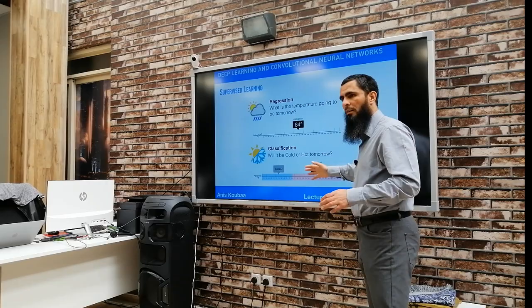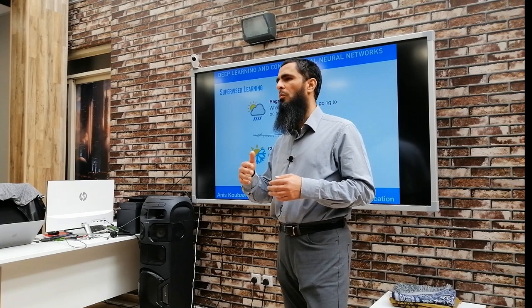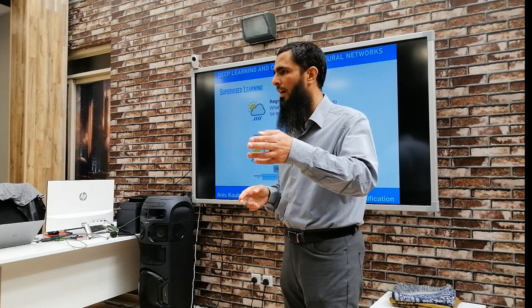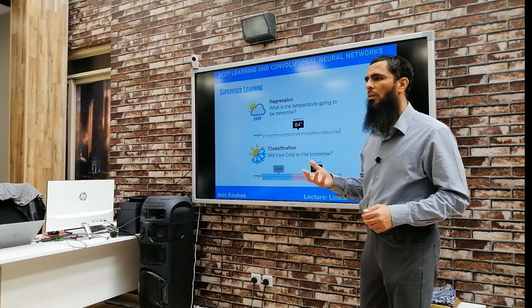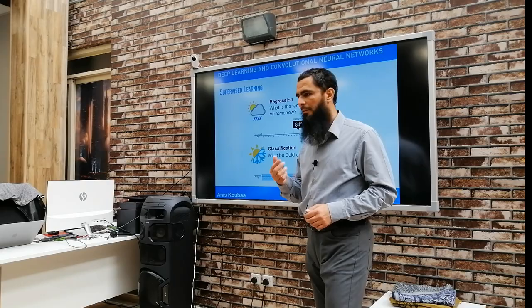But if you have images, why do we say image classification and we don't say image regression? Because at the end, for an image, you will say, this is a cat, this is a dog. You won't say this is 1.2 or 3.5. No. Okay? So classification is about categorical data. It's not numeric. It doesn't have a value. It has a category. Okay? This is the difference between regression and classification.